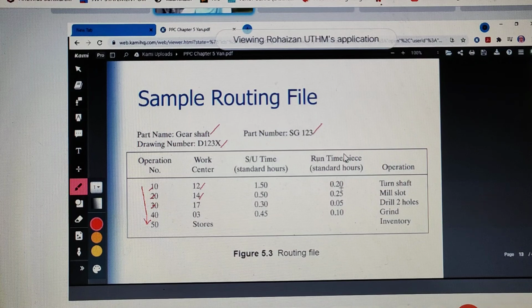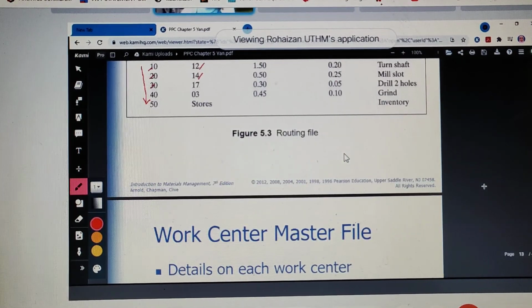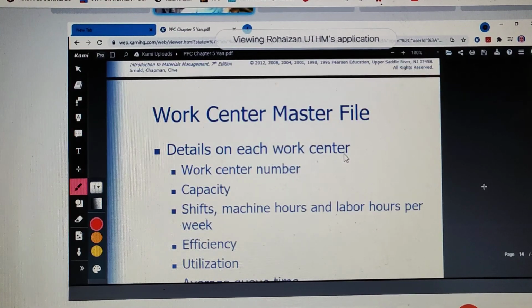So it means that for work center 12, for the turn shaft, the process takes 0.2 standard hours. Another one 0.25, 0.05, and 0.1 standard hours. This is the run time. This is work in process. So this is the sample routing. What we need to look at in the sample routing.